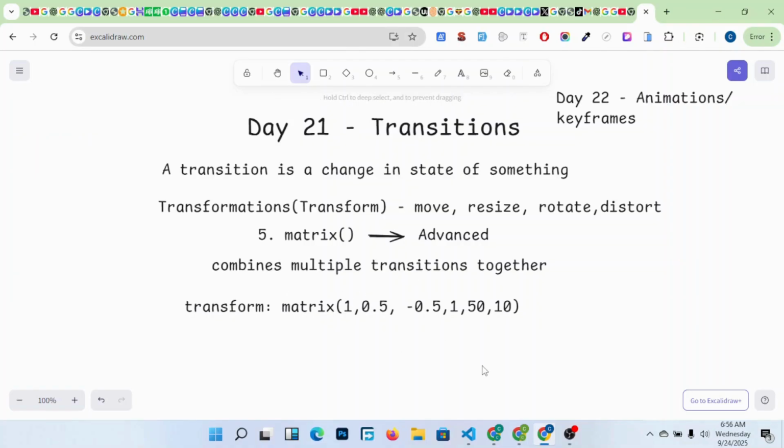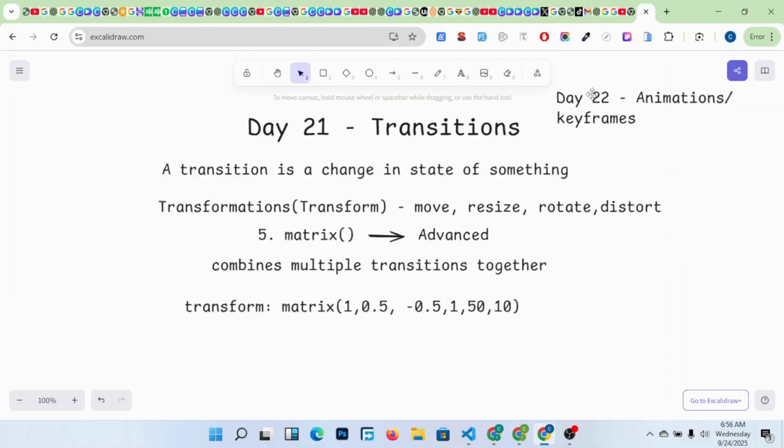Okay. So members, those are the only types of transformations that we have. So tomorrow we're going to look at animations. That's where now the sweet part begins. Animations and keyframes. The good thing, we have mastered transitions, and you have mastered transformations very well. So everything is just going to be really great.